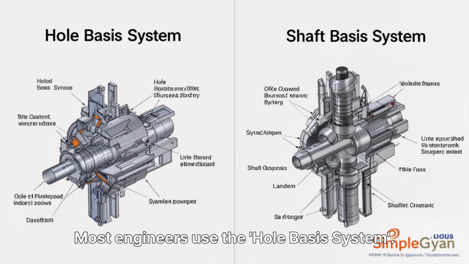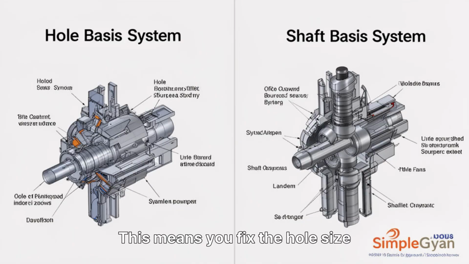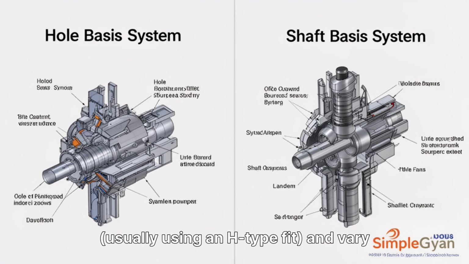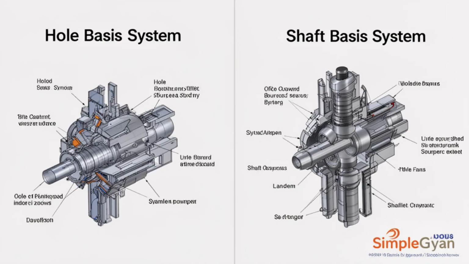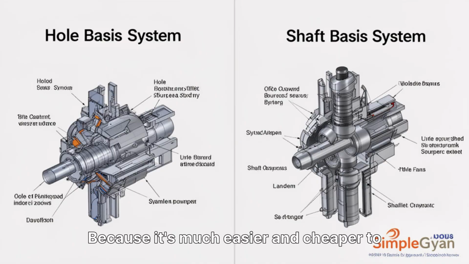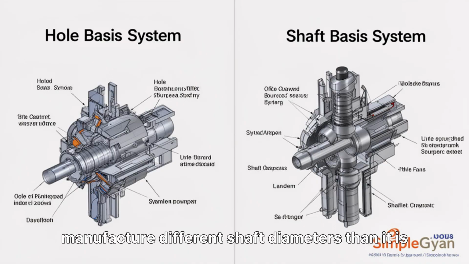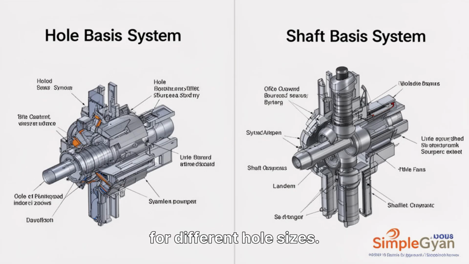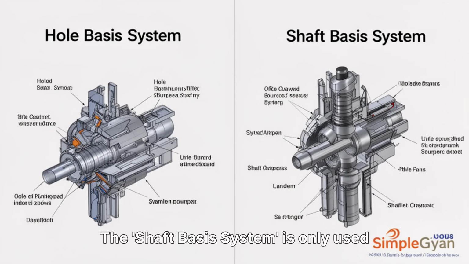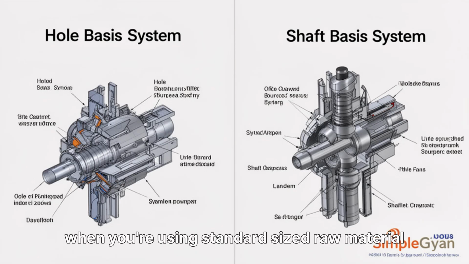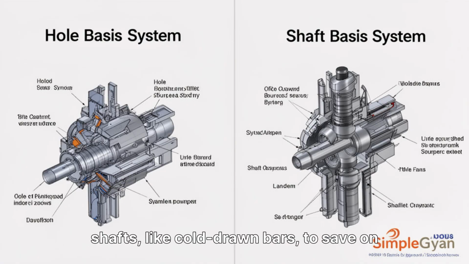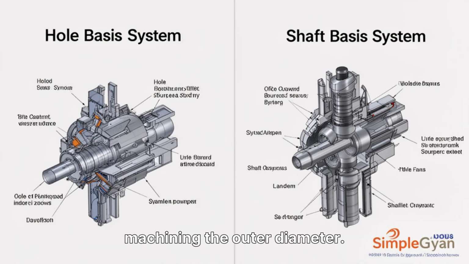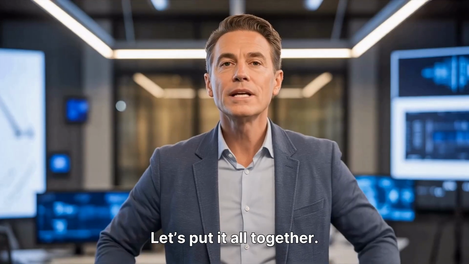Most engineers use the hole basis system. This means you fix the hole size, usually using an H-type fit, and vary the shaft. Why? Because it's much easier and cheaper to manufacture different shaft diameters than it is to buy a dozen different specialized reamers for different hole sizes. The shaft basis system is only used when you're using standard-sized raw material shafts, like cold-drawn bars, to save on machining the outer diameter. Let's put it all together.